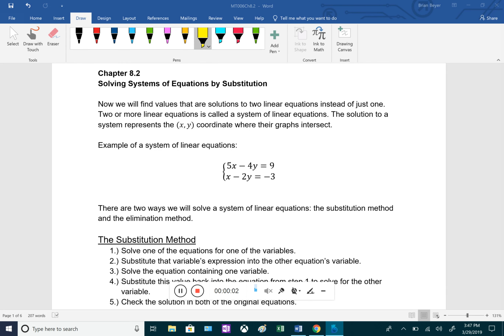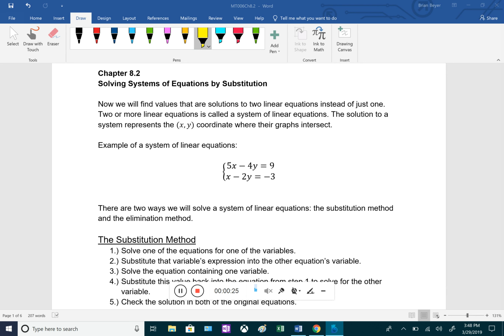So in this section, we're going to be solving systems of linear equations, and we're going to be doing this by substitution. So previously, we had a linear equation with one variable, and we solved for that one variable. Now we're going to have more than one linear equation, which is called a system of linear equations, and there's going to be more than one variable.